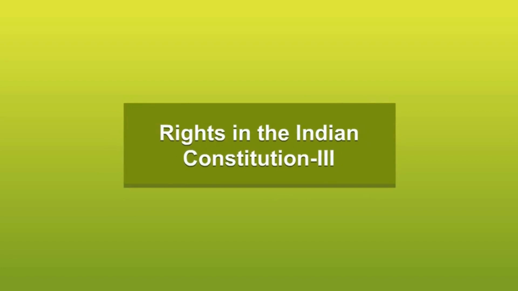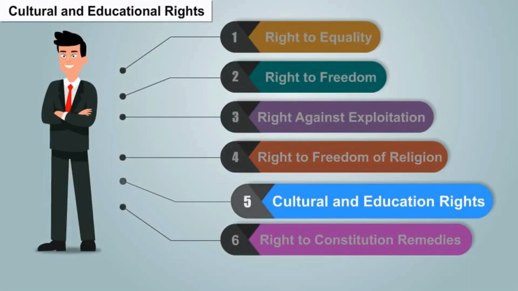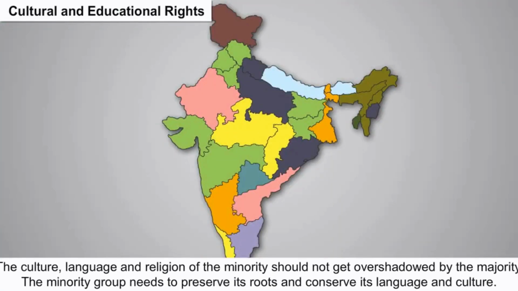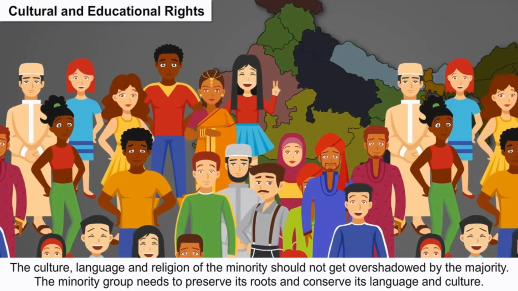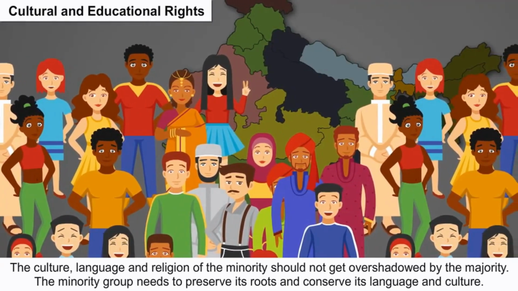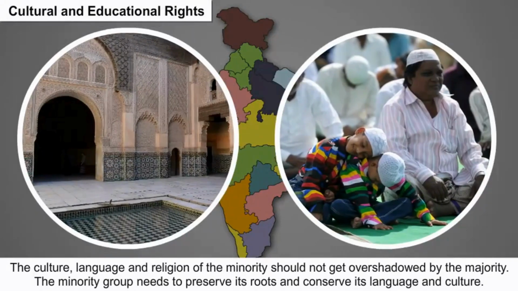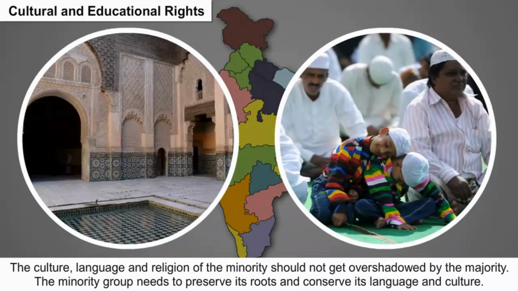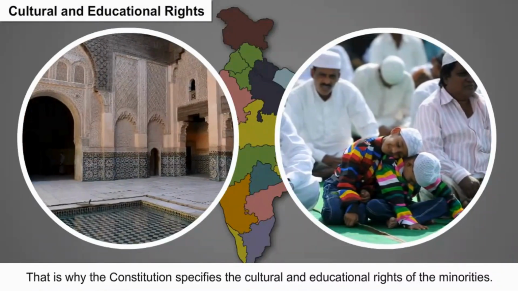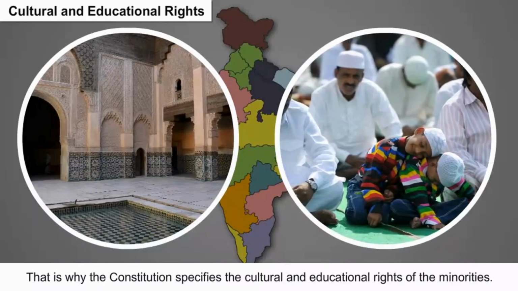Rights in the Indian Constitution 3. Cultural and educational rights. The culture, language, and religion of the minority should not get overshadowed by the majority. The minority group needs to preserve its roots and conserve its language and culture. That is why the Constitution specifies the cultural and educational rights of the minorities.